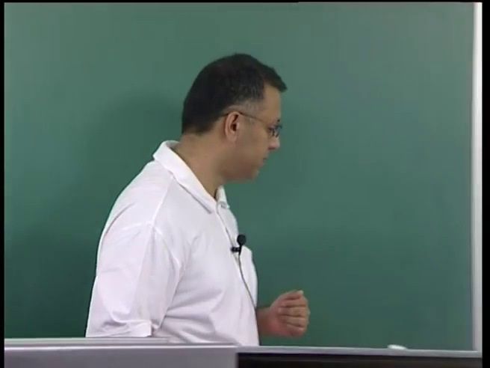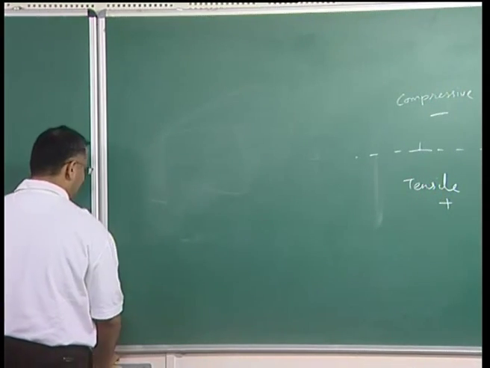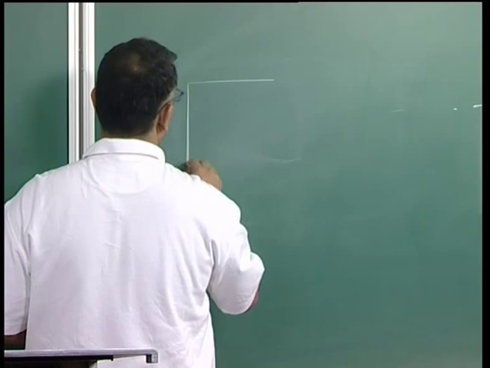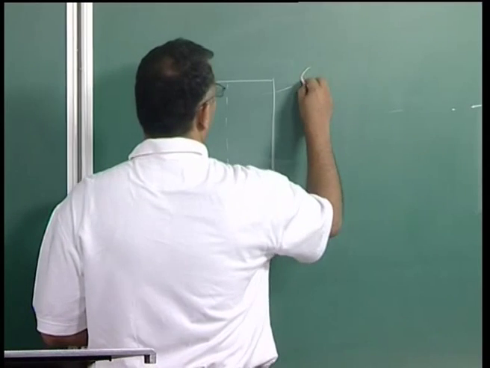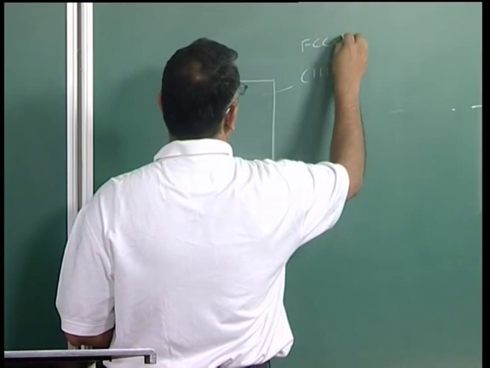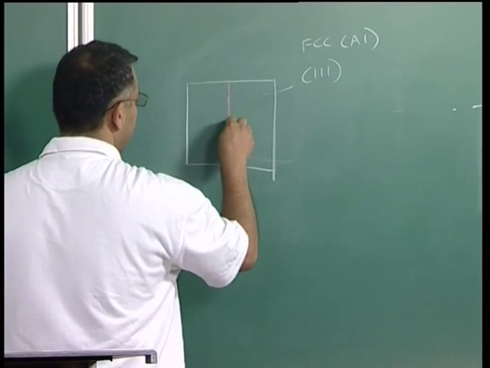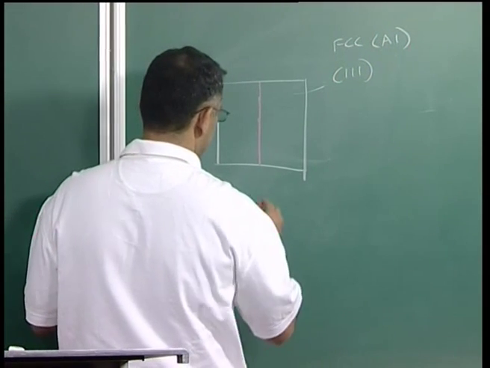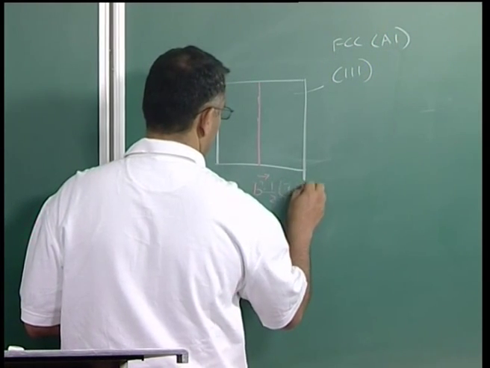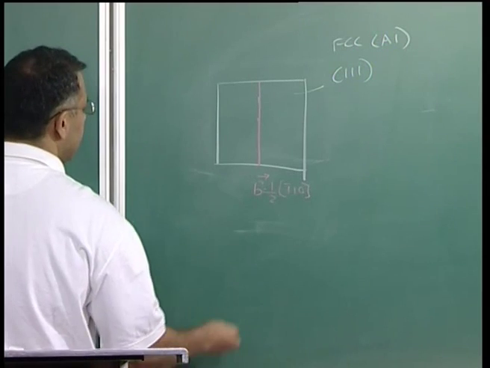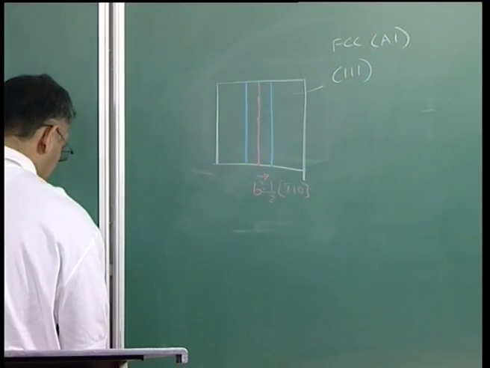Now regarding splitting of partials, suppose I have a crystal and now I am drawing the slip plane in this crystal. So this is my slip plane in the crystal and I put a dislocation. So let me now consider this to be the 1-1-1 plane in an FCC material like aluminium. Now this dislocation, instead of remaining like a full dislocation with a Burgers vector like this, would tend to split into partials, and the region between the two partials would be my stacking fault.